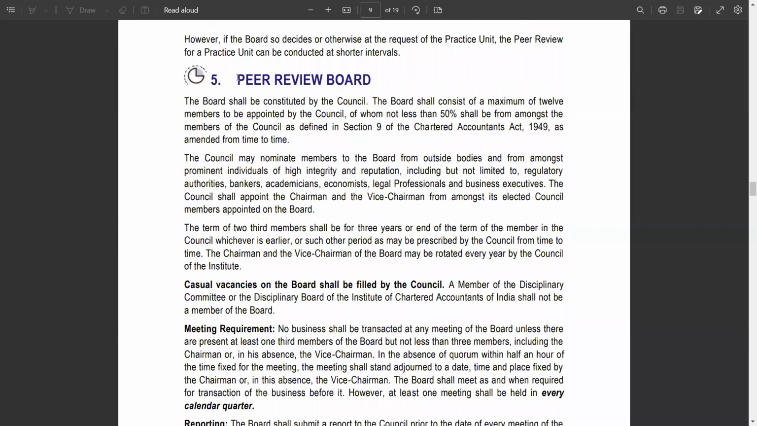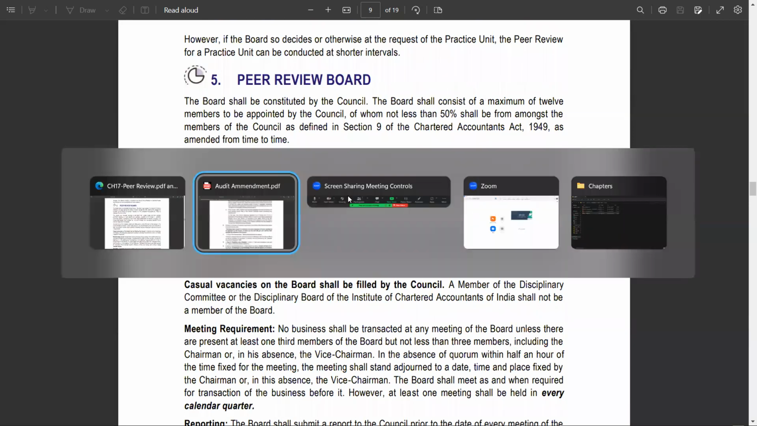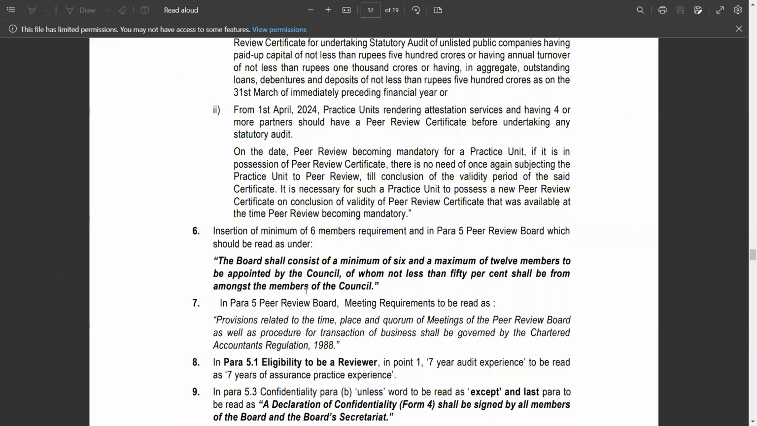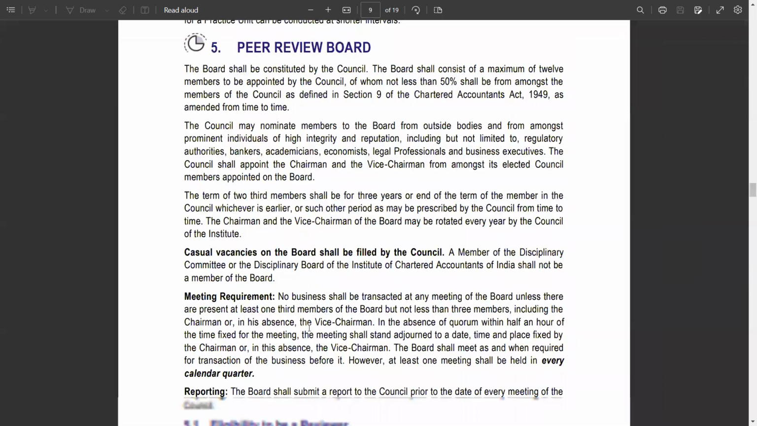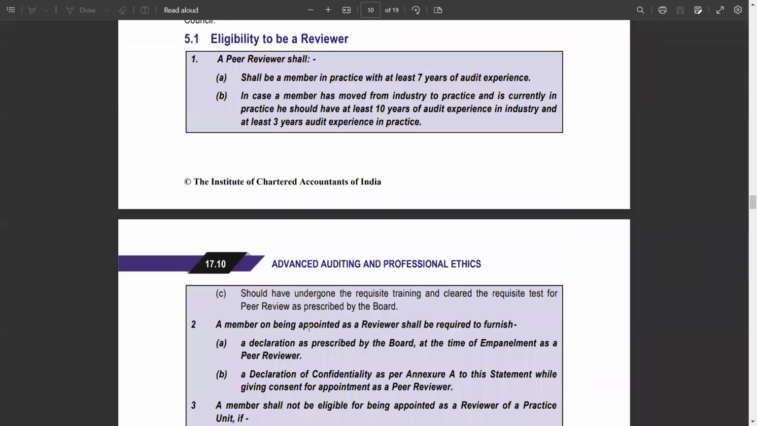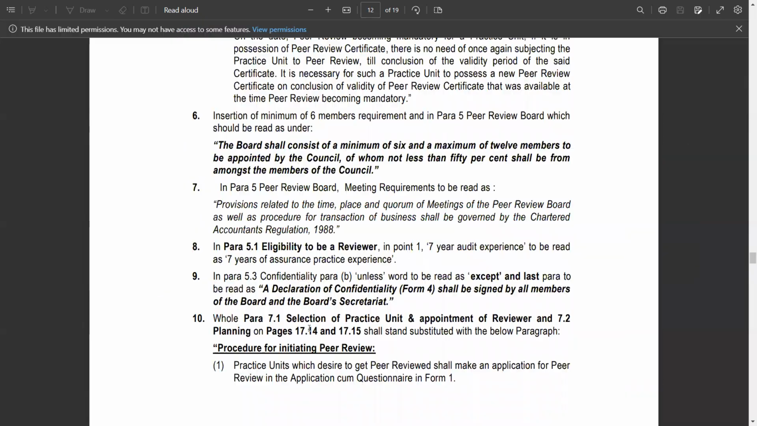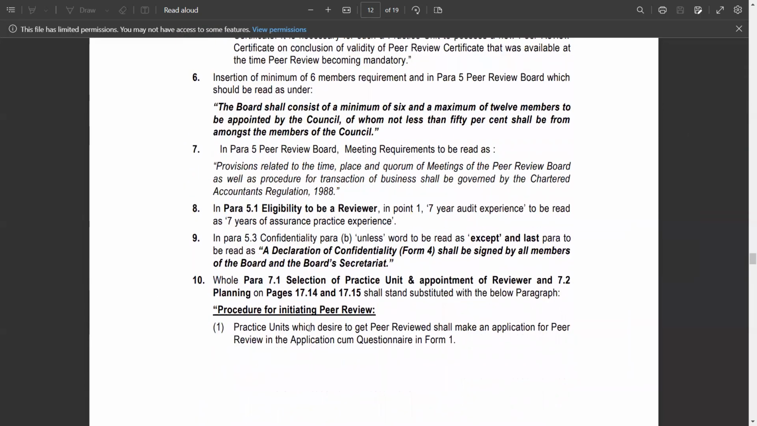So this is an important topic for the exams. The peer review board. Now another thing is the eligibility of a peer reviewer. This is also amended. Let me show you how it has been amended.